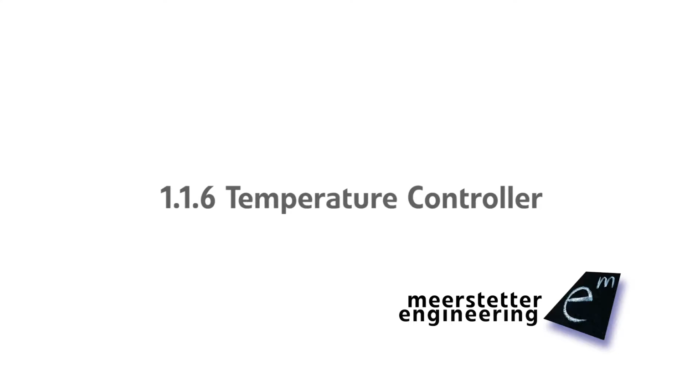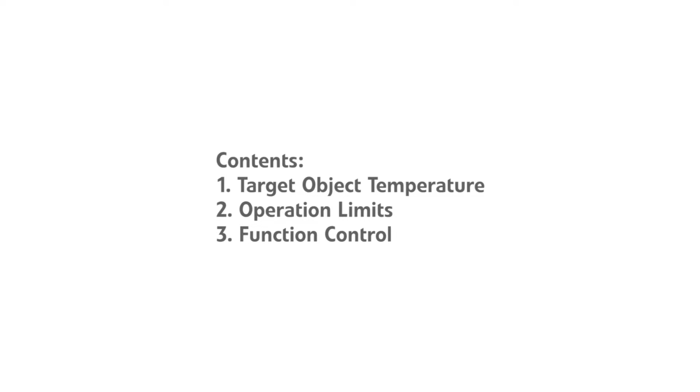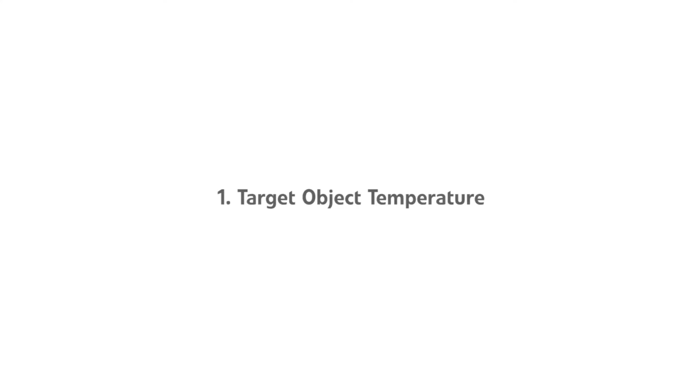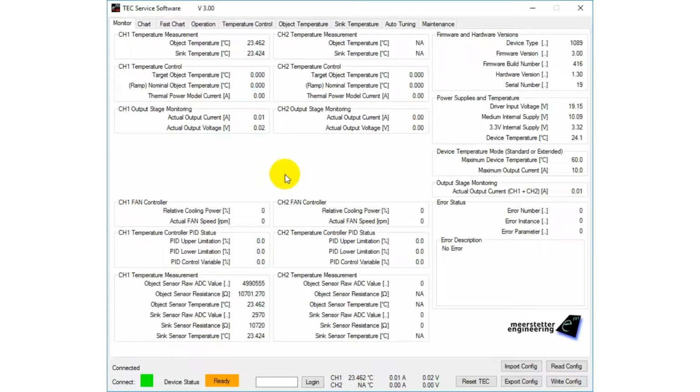The goal of this video is to configure a TEC controller of Meerstetter Engineering to keep an object at the predefined constant temperature. First, we have to tell the controller that our desired temperature of the object is 22 degrees Celsius.